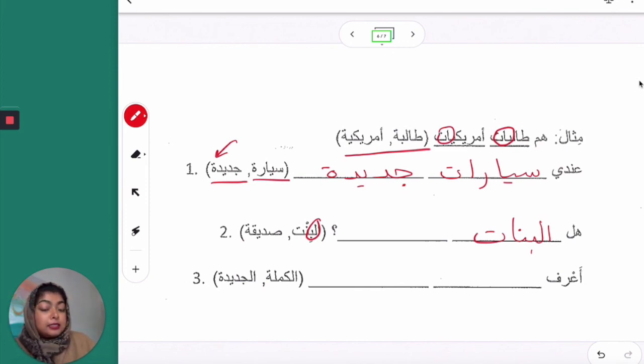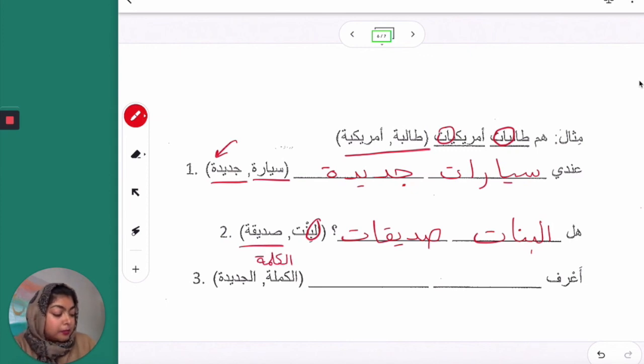هل البنات. Then we have the word صديقة. Bint are human or non-human? They're human. Very good. So that means the adjective is also going to be plural. So we change the ta مربوطة to alif ta. صديقات.